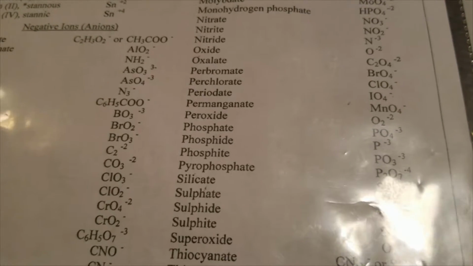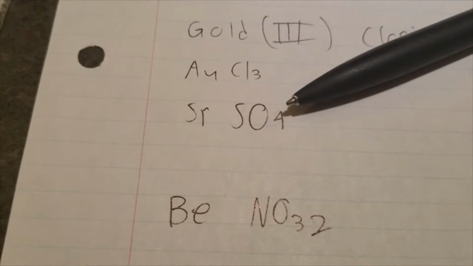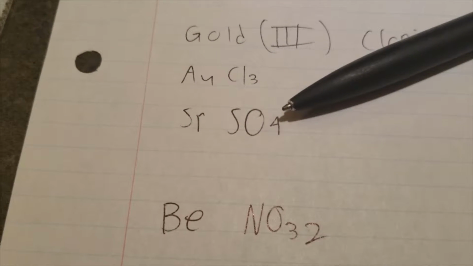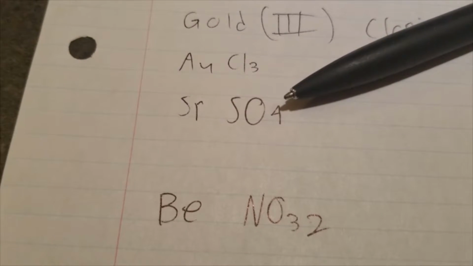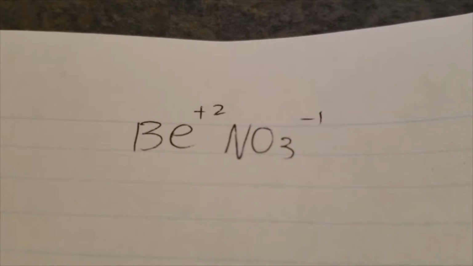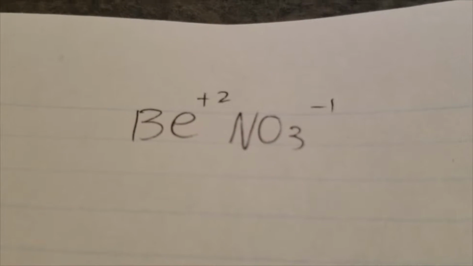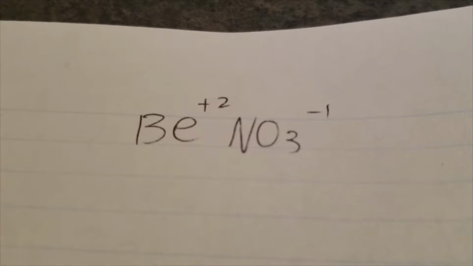A polyatomic ion is an ion made up of a group of atoms. For example, strontium sulfate is written SrSO4, since sulfate is SO4. And this is balanced, so you can leave it as it is. Just like a normal ionic compound, a polyatomic ionic compound must have a charge sum of 0. So that means we have to add another nitrate.